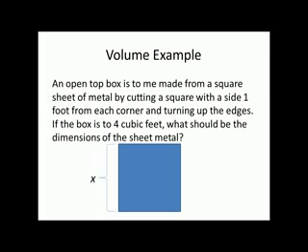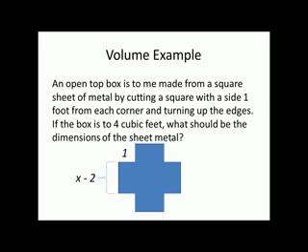An open top box, you can think of it as a shoebox without the lid. Okay, we don't have to close in the box totally. We just have to make the 4 sides and the bottom. So we're going to take a square of sheet metal, and I've got that square of sheet metal labeled X because that's what we're asking. What should be the dimensions of the sheet metal?